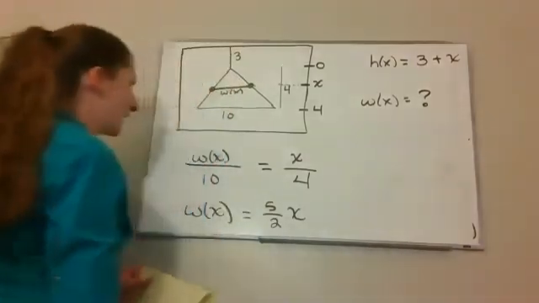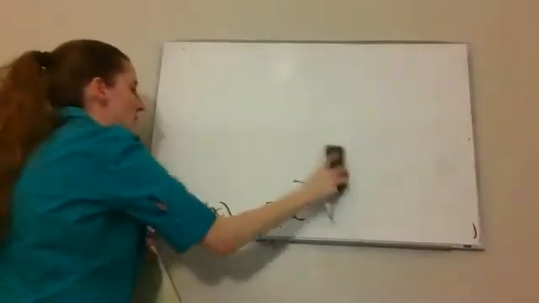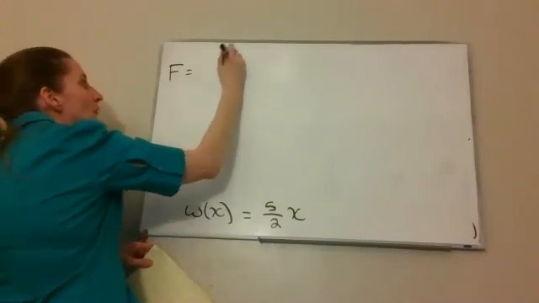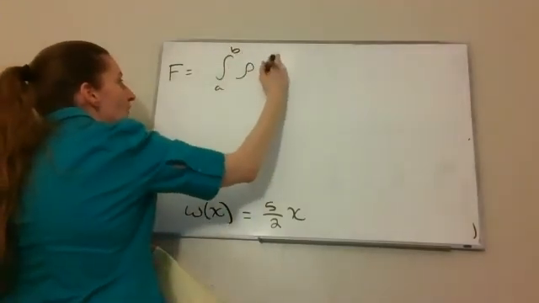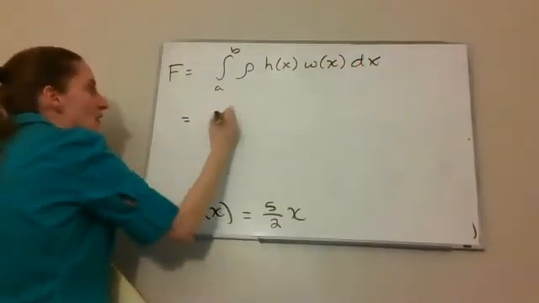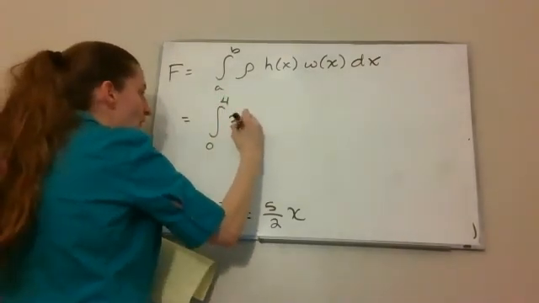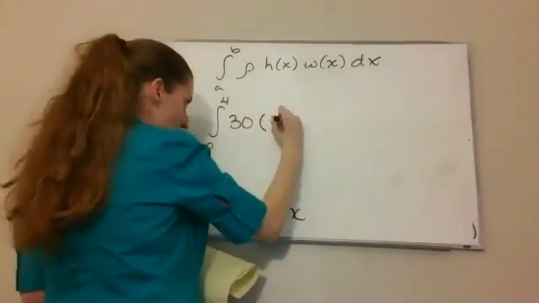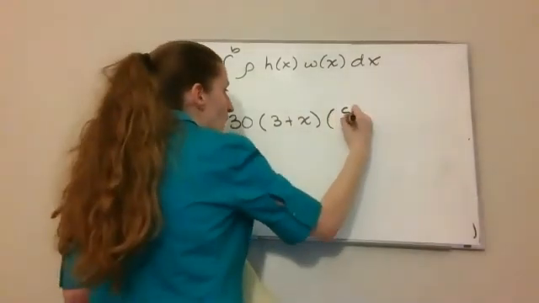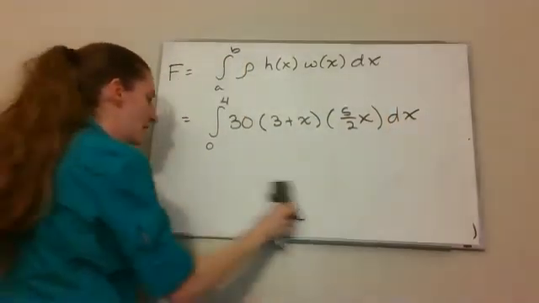Now I have everything that I need. So plugging in the information, my force should be an integral from A to B of the density times the depth times the width dx. My bounds were from 0 to 4. The density that they gave us was 30. My depth was 3 plus x, and my width was 5 over 2 times x. And now we're all set up and ready to integrate.